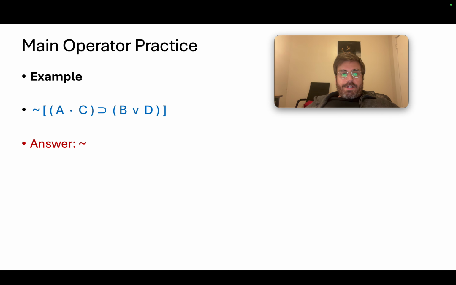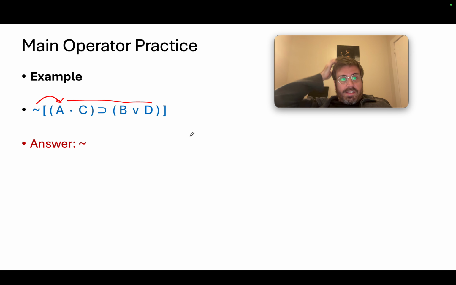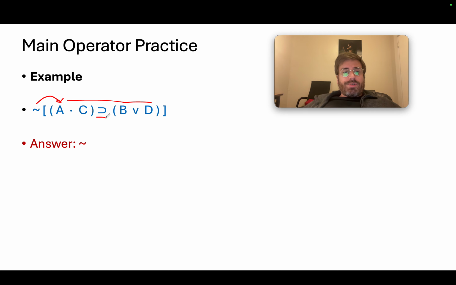If you said tilde, negation, you are correct, right? We have tilde outside of parentheses, right? So it is negating this entire line, right? It's negating this entire statement. Everything that is happening in parentheses and brackets is being negated by the tilde. And then within the brackets, we have a horseshoe, so we have a conditional with this whole statement functioning as an antecedent, both A and C, and this whole disjunction functioning as a consequent, either B or D.